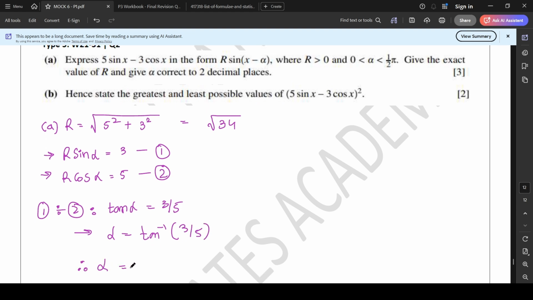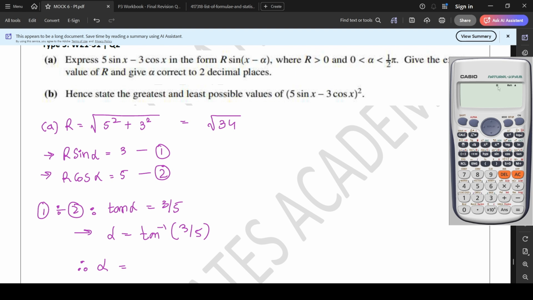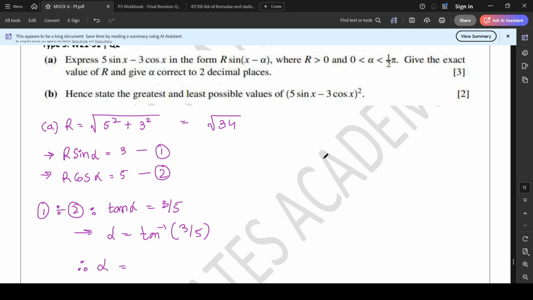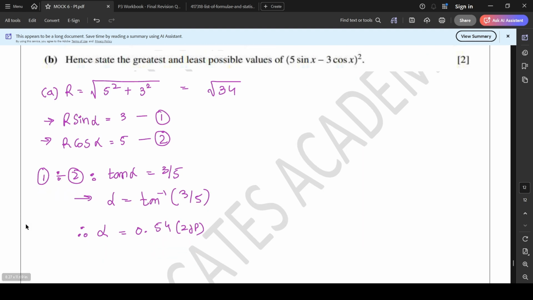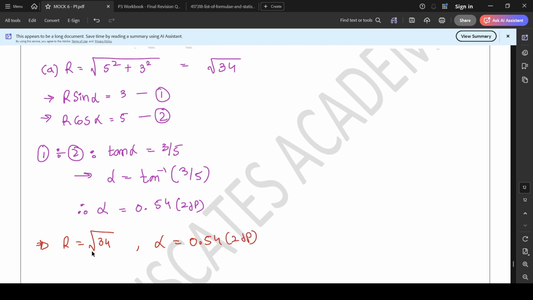And therefore, for the value of alpha, my calculator has to be in radians mode, which is correct. Right now, my calculator is in radians mode. And then alpha has to be basically in the first quadrant. So I just need to do tan inverse of 3 by 5 and my answer will automatically be in the first quadrant. So 0.54 correct to 2 decimal places. And then you can conclude your answer stating that the exact value of r is square root of 34 and the value of alpha correct to 2 decimal places is 0.54. And we are done with the first part of this question.